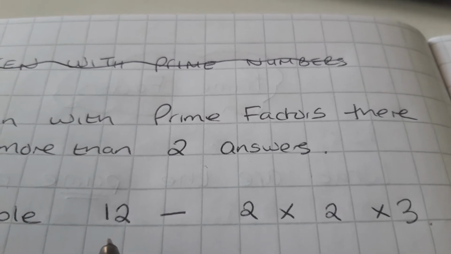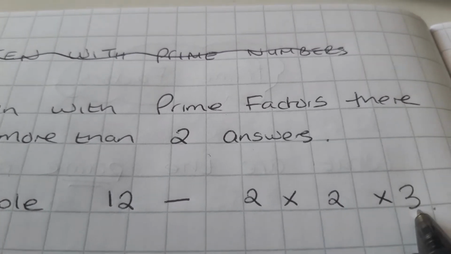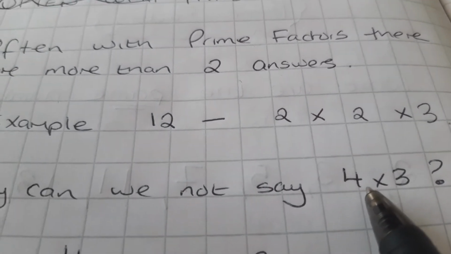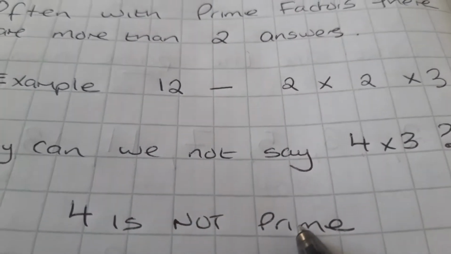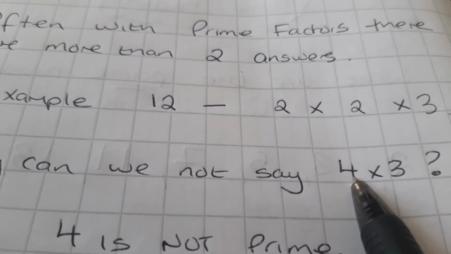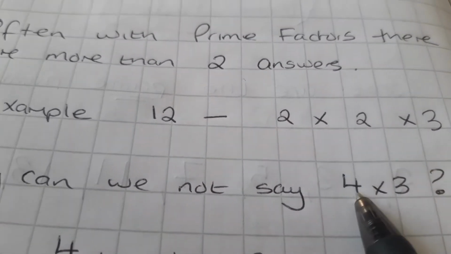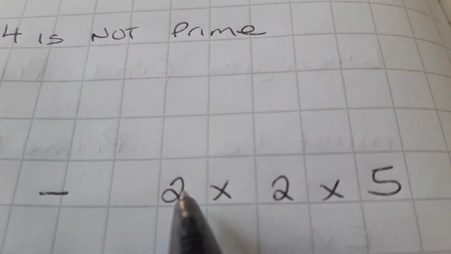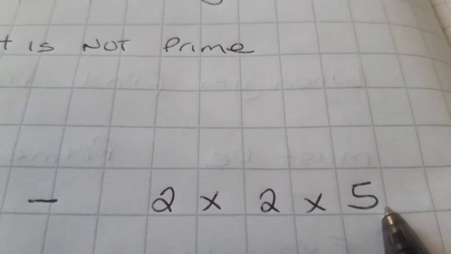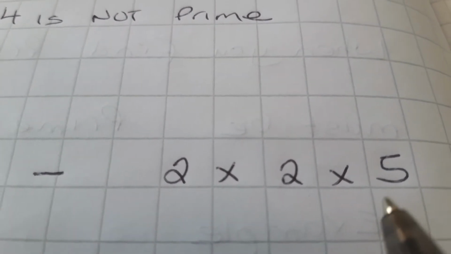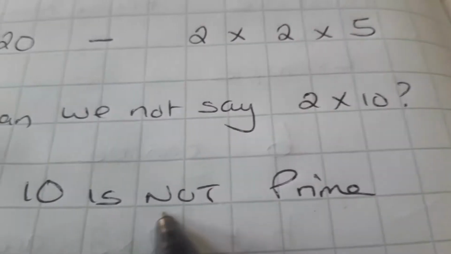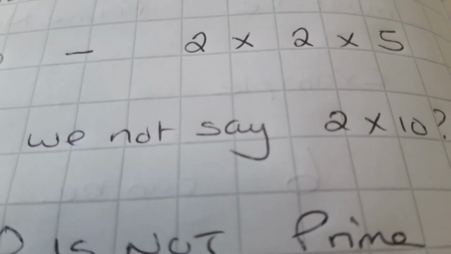For example, 12 is 2 times 2 times 3. And you might wonder, why can I not just say 4 times 3? Well, 4 is not prime, so 4 is not a prime factor. You have to write it as 2 times 2 instead of 4. Or if we looked at the number 20, the prime factors are 2 times 2 times 5. And you might be thinking again, why can I not just write 2 times 10? 10 is not a prime number. These answers must have prime numbers in them.